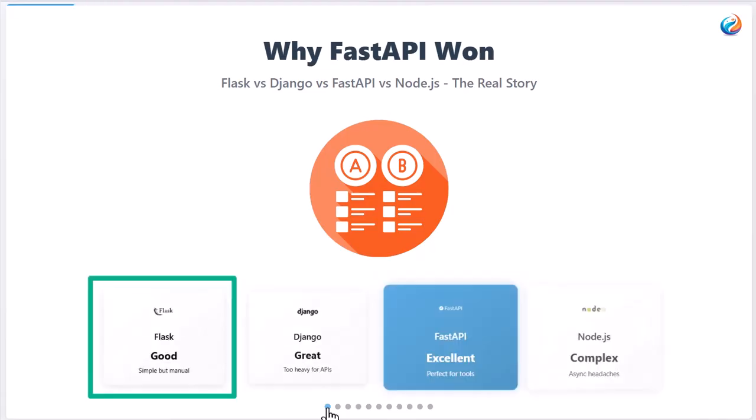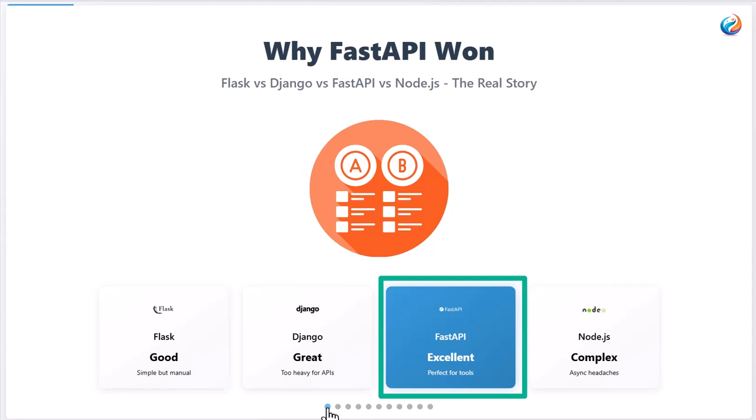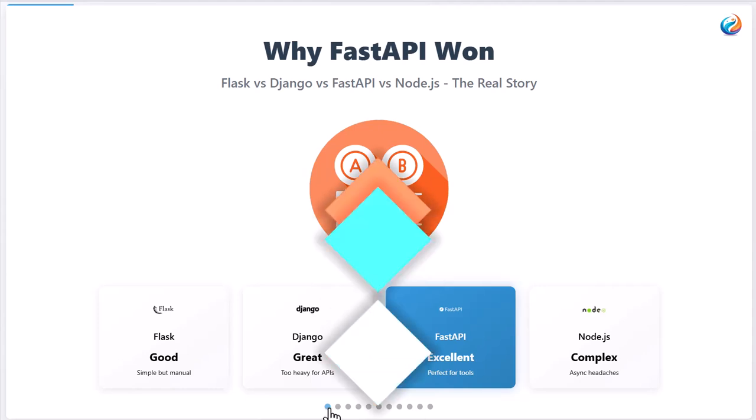I tried Flask, Django, and Node.js for building my tool's backend. Here's why FastAPI won, and why it might be perfect for your first API project too.